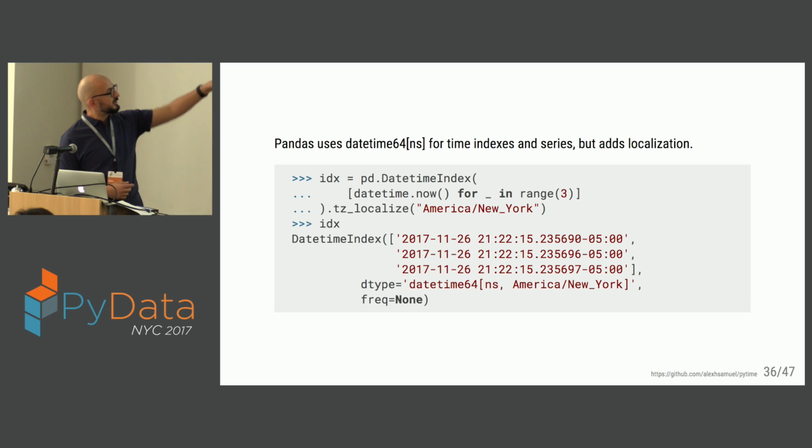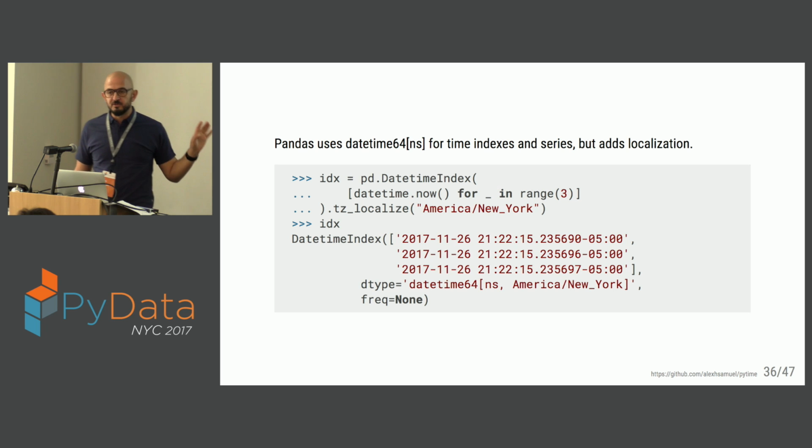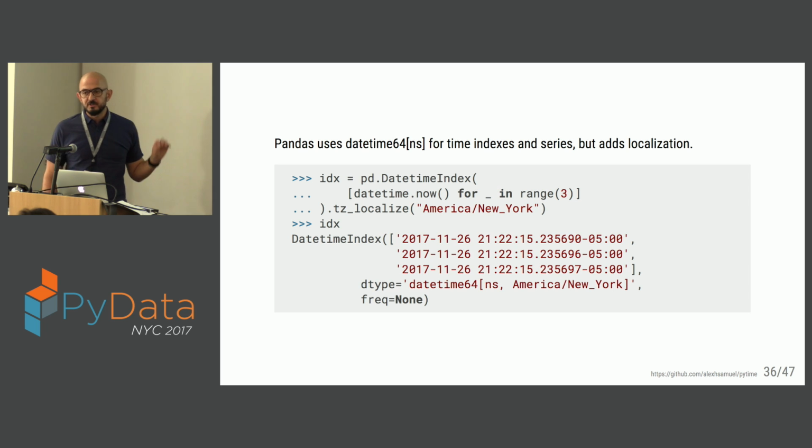So if you have a pandas datetime index, sorry, it's kind of hard to format code to fit in a big font on the screen, but if you have a pandas datetime index, you can call tz_localize on it and give it a time zone string, and you'll see pandas now has crammed the time zone into the dtype, which NumPy doesn't know anything about. This is a pandasism, but it's super useful.